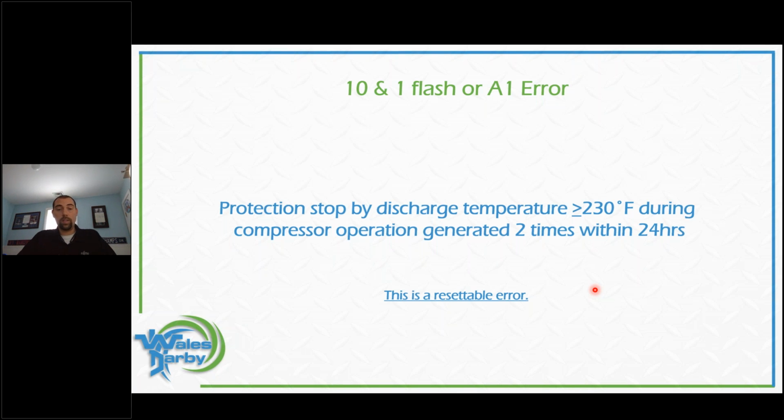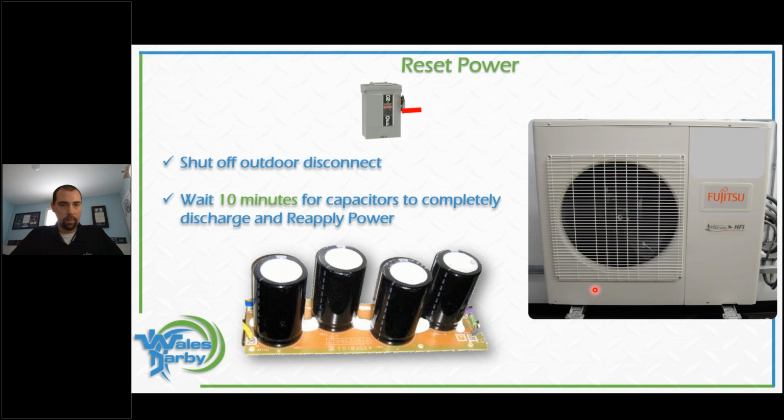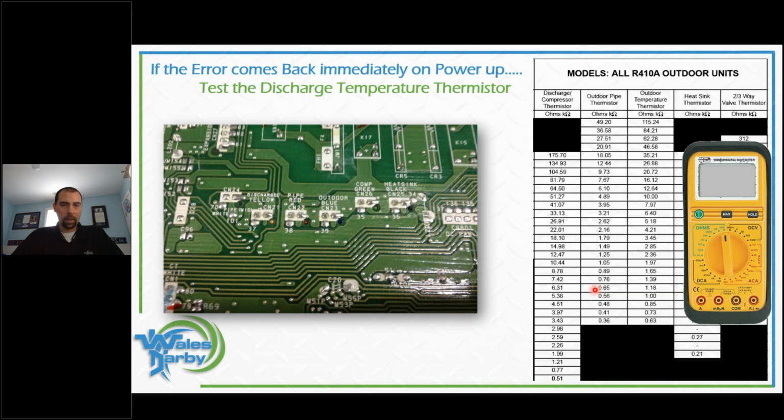So it is a resettable error code. If I reset the system, we do our 10 minutes, right? We shut off the disconnect and wait a couple minutes for those capacitors to discharge again. If the error comes back immediately, then most likely it's something with either the board or the thermistor itself. So we want to test that discharge thermistor like we did before.